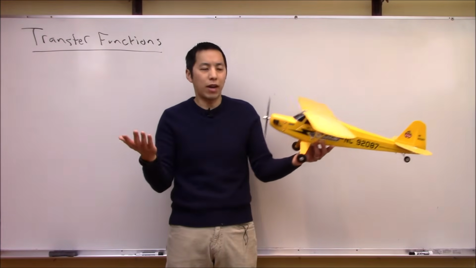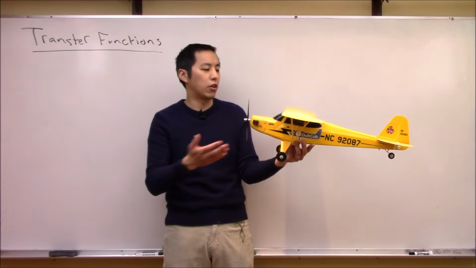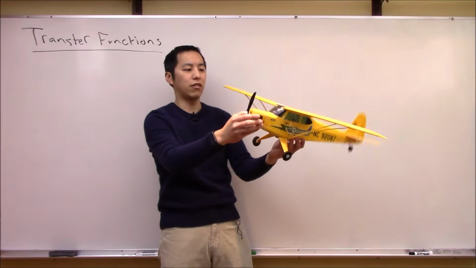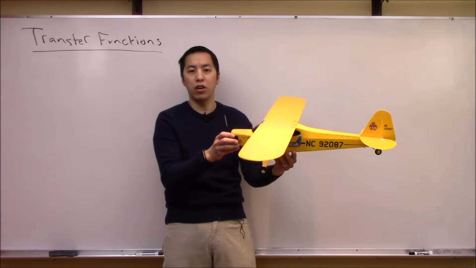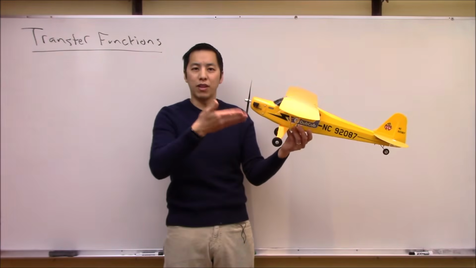Now, why don't we talk about outputs, right? As this thing is flying along, what are the outputs? Well, it could be anything you're interested in. There could be things like the velocity, or the angle of attack, or the angle of sideslip, or the pitch rate, or the roll rate, or the yaw rate. There are a lot of different outputs that could come from this system.